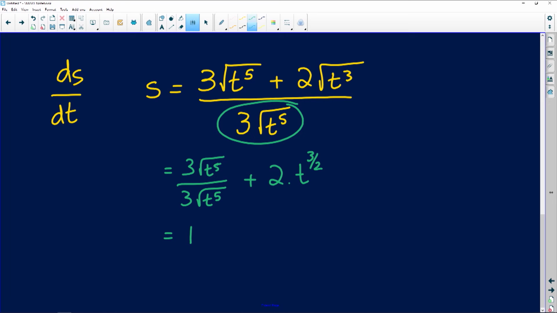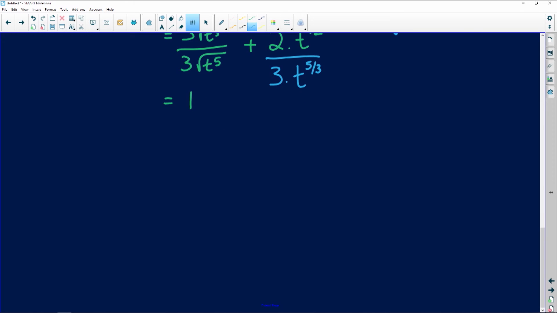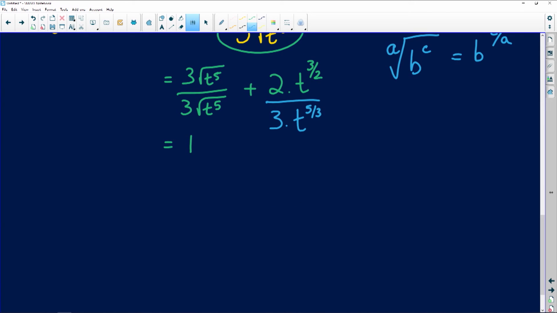Remember, your exponential law says the following. The a-th root of b to the power c is b to the power c over a. And that's the rule that I'm applying in this step. Okay? And that's going to be over 3 times t to the 5 over 3. So I've got a little bit more work to do there before I can continue with the derivative. This one dissolved quite nicely. Okay, I'm just going to make a little bit of space here for us to write.